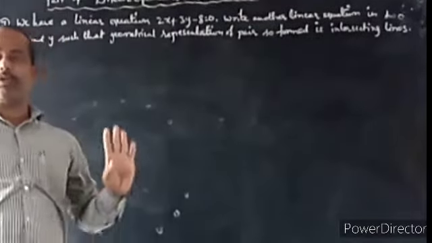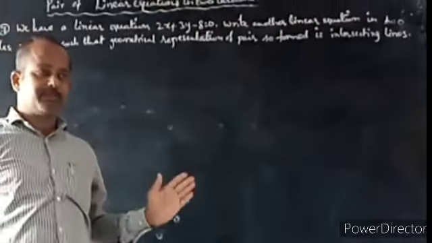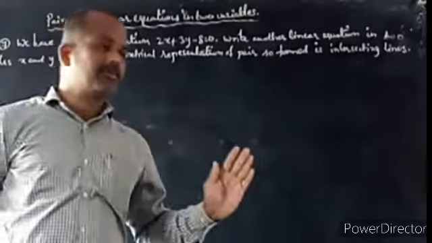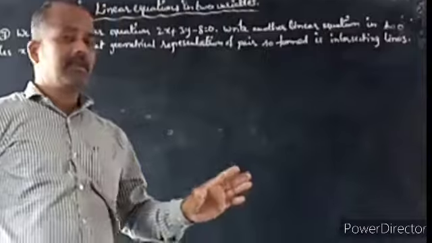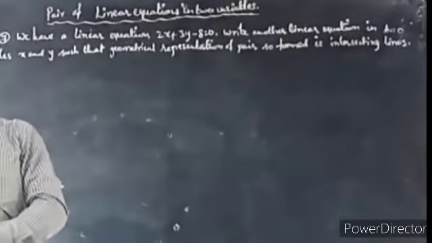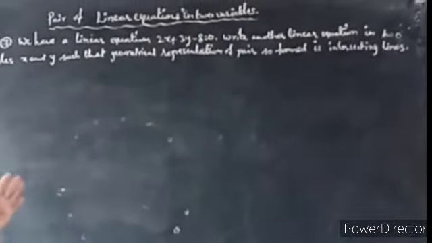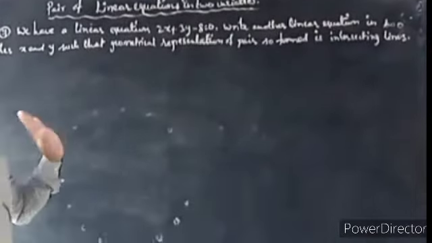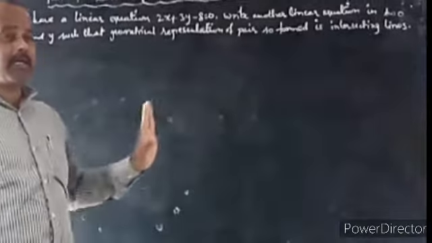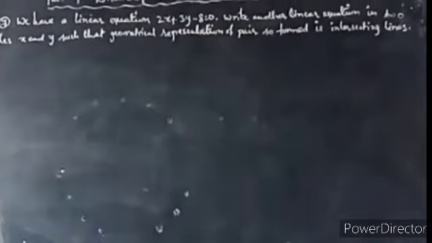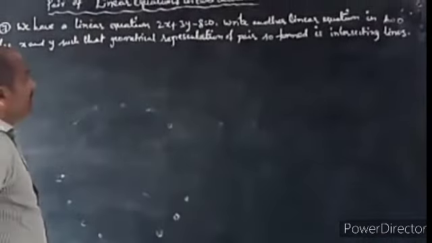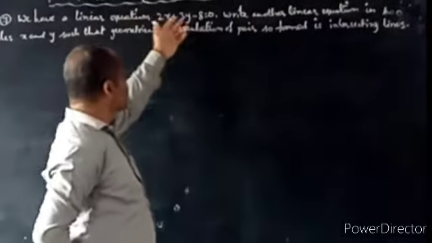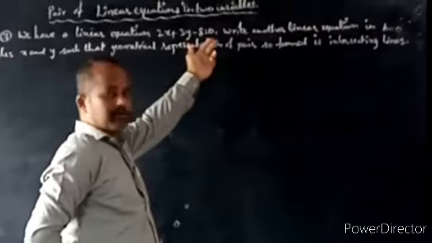Now, the ratio of any two, either the x coefficients or the y coefficients, must not be equal. The ratio of the x coefficients in the two linear equations and the ratio of the y coefficients cannot be equal. Then only the two linear equations represent intersecting lines. So we need an intersecting line to 2x plus 3y minus 8 equals 0.